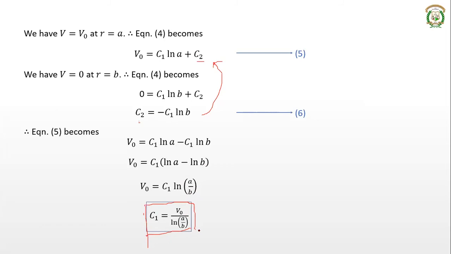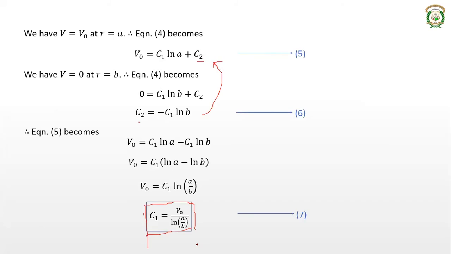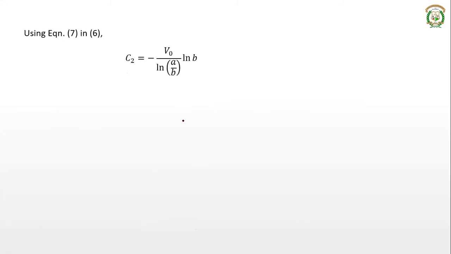This is one constant. Okay, so we will use the value of this C1 in the previous equation, that is equation number 6. In this equation, then we will get the value of C2. In place of C1, we will use V0 divided by ln A by B. So this was C1, that is V0 divided by ln A by B, into ln B. This is C2. This is another constant.